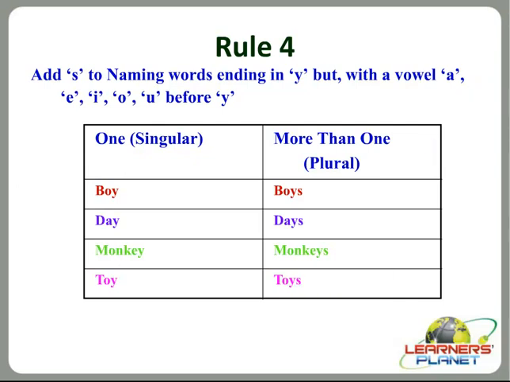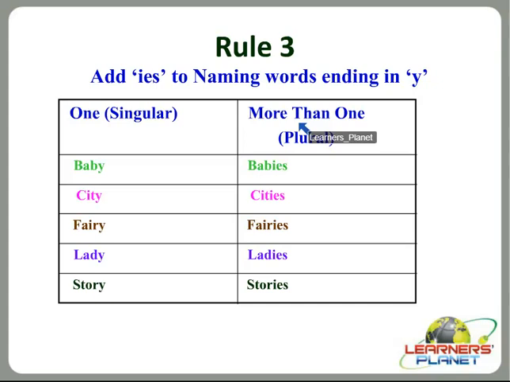Let me take you back to rule 3. Baby becomes babies. Why? Because B-A-B-Y, B is not a vowel. B is a consonant. Come to city, C-I-T-Y. T is a consonant. So we add I-E-S. Fairy, R is a consonant. Lady, D is a consonant. So it changes to ladies, I-E-S. Story, S-T-O-R-Y. R is a consonant, not a vowel.